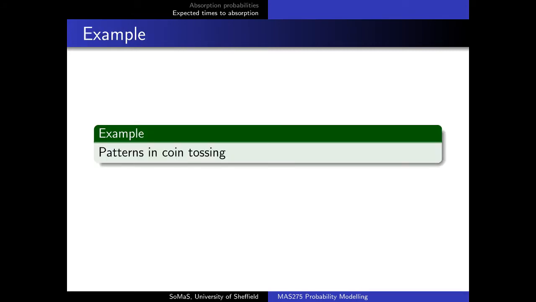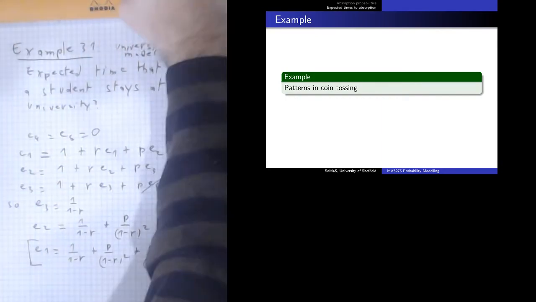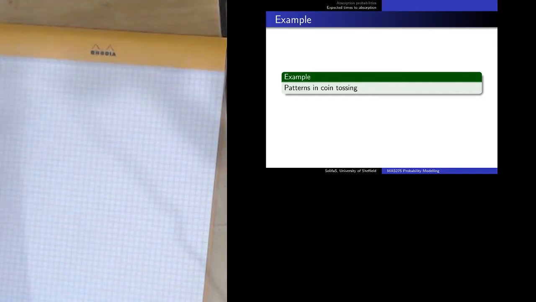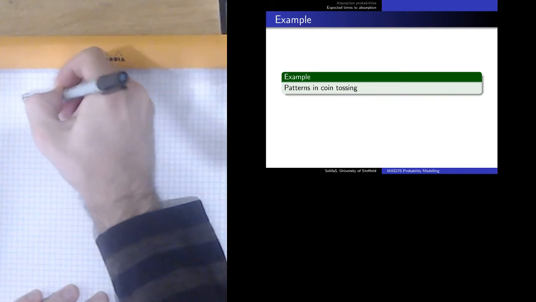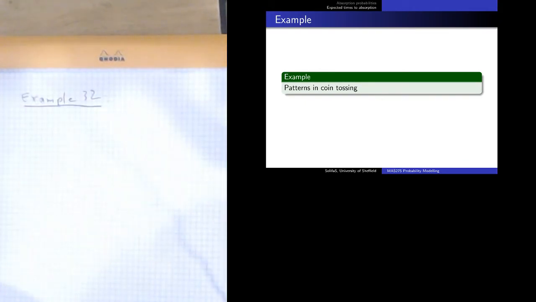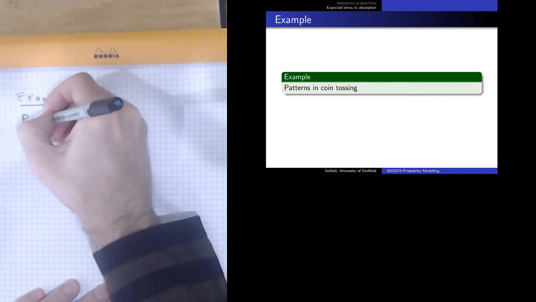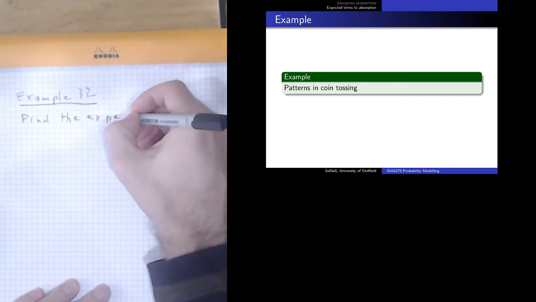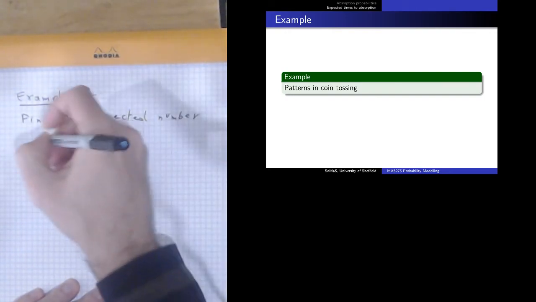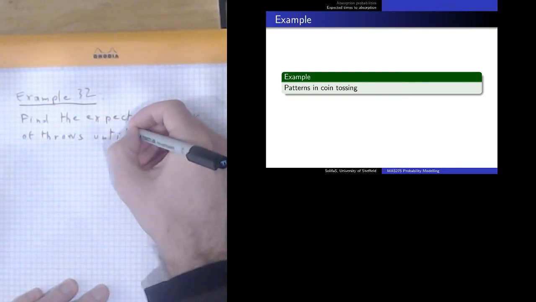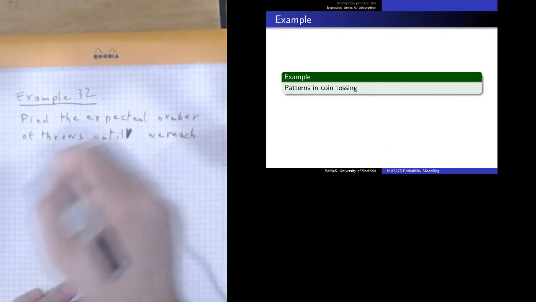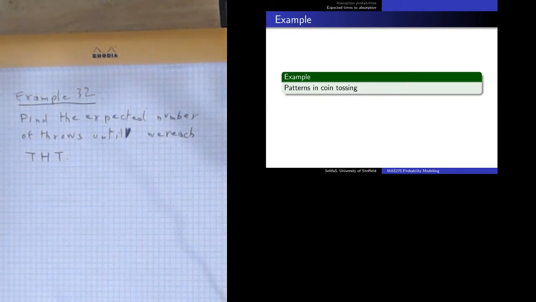Again, we'll just go with an example, and that will be the end of this video. And we're going to look at something we've seen before, which is patterns in coin tossing. So specifically, example 32. Find the expected number of throws. So you throw a coin repeatedly and you're interested until we reach the state, let's say THT. So keep throwing your coin and stop when you have tails, heads, tails in a row.